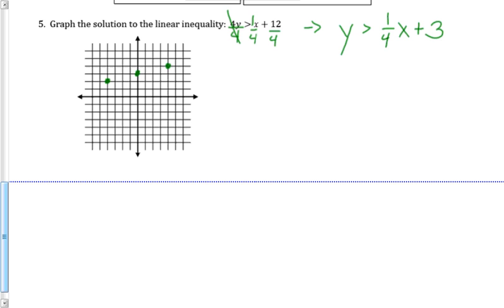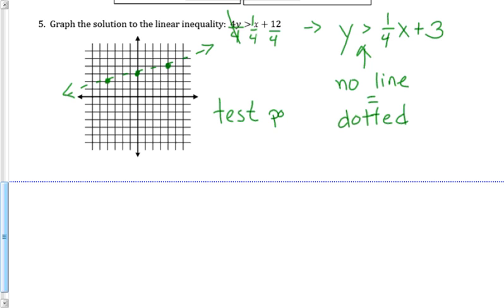Once we have the points, because this is an inequality, we have to take into account whether it's a solid or a dotted line. No line underneath means we're going to use a dotted line. Because this is strictly greater than, it's going to be dotted. If it were greater than or equal to, you would have that line underneath, and you would draw a solid line. That's first. Now we're going to do a test point to figure out where we're going to shade.